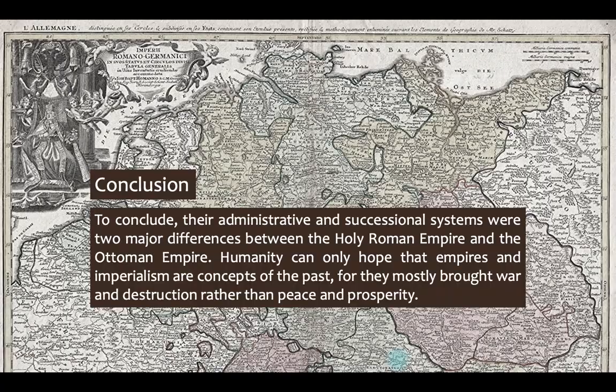So now, conclusion. First sentence is restating the thesis statement. To conclude, their administrative and successional systems were two major differences between the Holy Roman Empire and the Ottoman Empire. And then a final comment. Humanity can only hope that empires and imperialism are concepts of the past, for they mostly brought war and destruction rather than peace and prosperity.